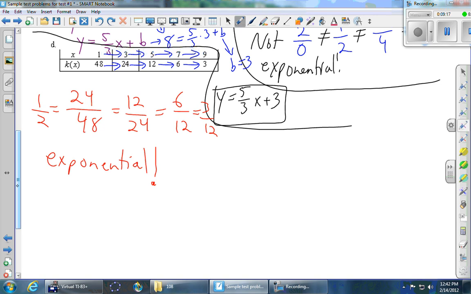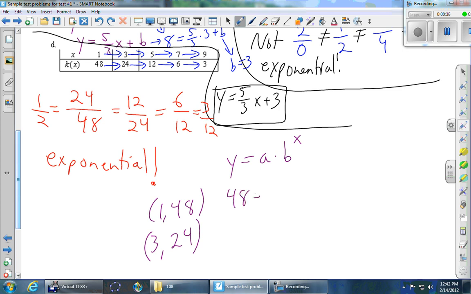So we know that our formula is supposed to be a times b to the x. And we're just going to pick 2 points in this list. Let's go ahead and pick the first 2 points. So we're going to plug 1 and 48 into this equation, and we're also going to plug 3 and 24 into this equation. So in the first one, the y value is 48. That's equal to some a times some b to the x value of 1. And in the second equation, 24 equals a times b to the 3.